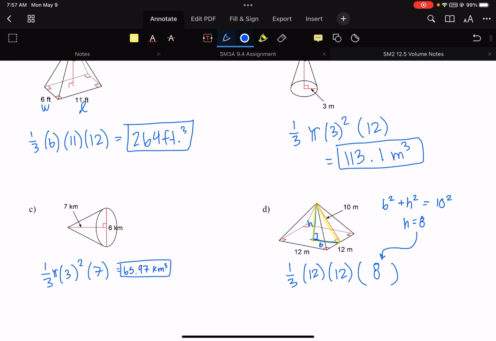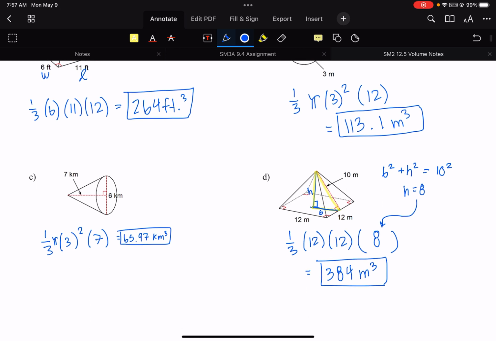So just make sure that when you're using these formulas, you're using the right values. A lot of the actual formulas are pretty easy. You just got to make sure you're using the right numbers for each of the numbers that you plug in. So 384 cubic meters.